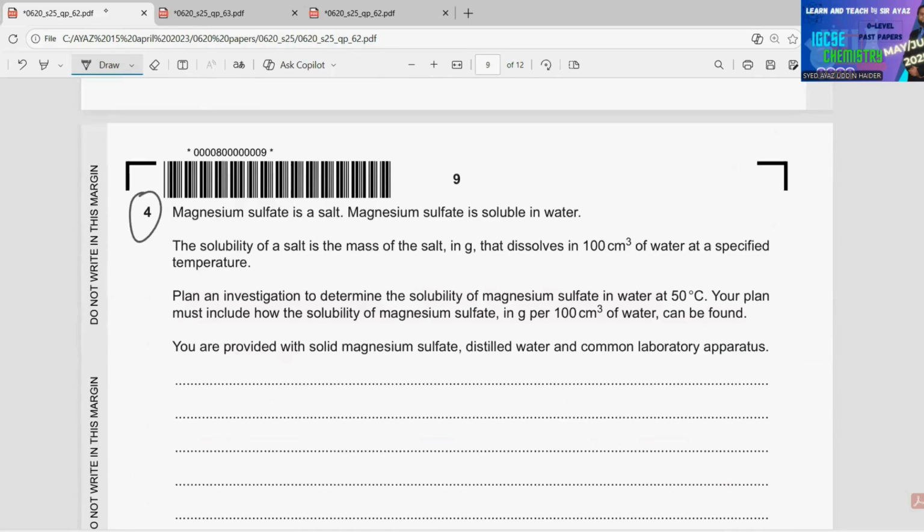Magnesium sulfate is a salt. Magnesium sulfate is insoluble in water. The solubility of a salt is the mass of the salt in gram that dissolves in 100 centimeter cube of water at a specified temperature.